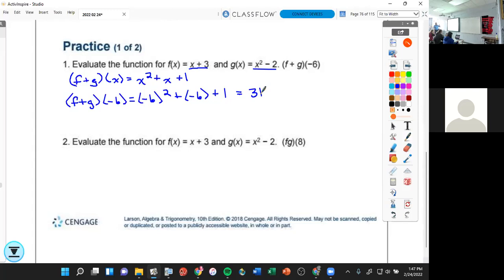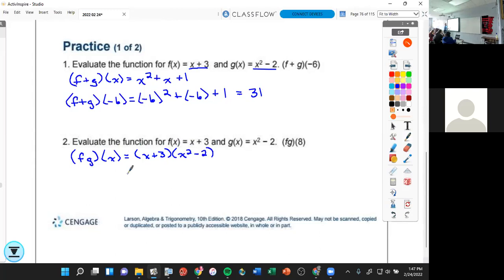Number 2, it wants to know what fg of 8 is. So I need to figure out what fg of x is. I'm going to go and write this out. We have x plus 3 times x squared minus 2.